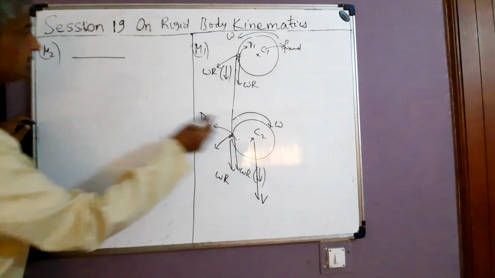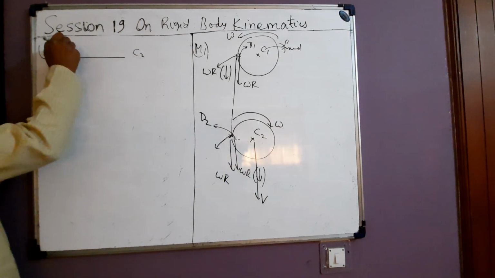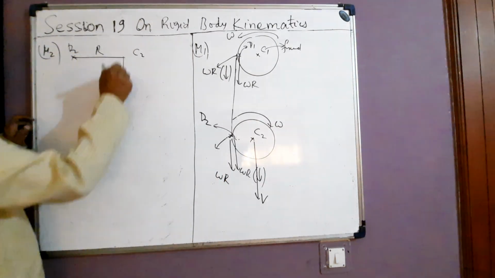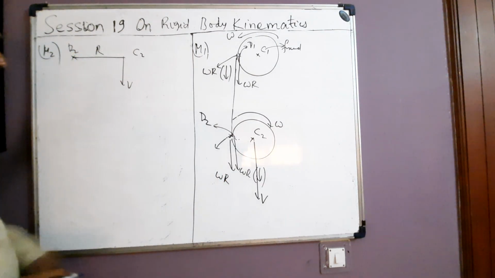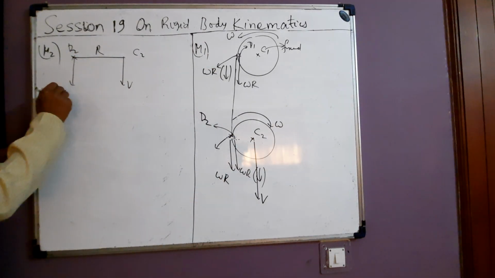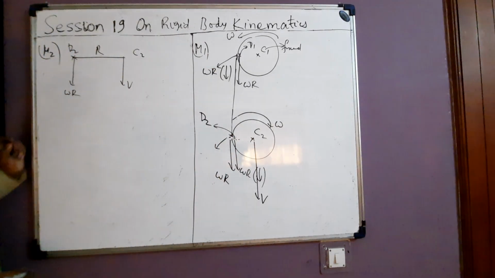I draw the line joining C2 and D2. This is C2, this is D2. This is R. Velocity of C2 is given to be V downward. And velocity of D2, as explained previously, is also omega R in downward direction, from no slip condition here.